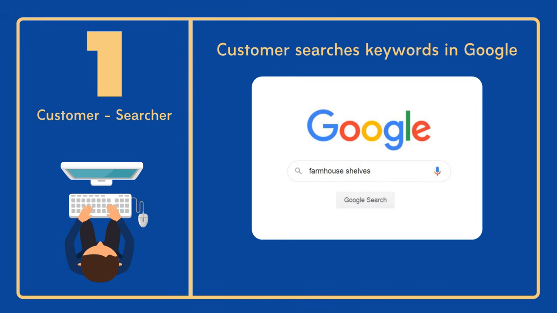You start with the customer and the searcher. The customer searches keywords in Google. So they come to Google and type in a keyword. The example I'm going to be using for this video today is, let's just say someone goes to Google and wants to find new farmhouse shelves for their home. So they search farmhouse shelves and click on Google search.